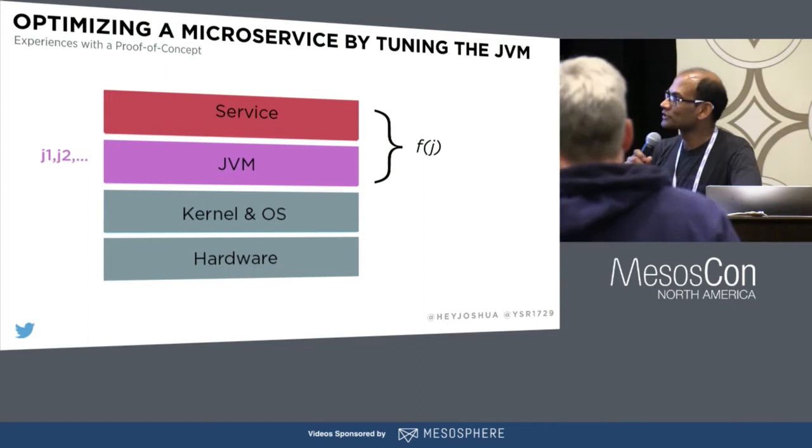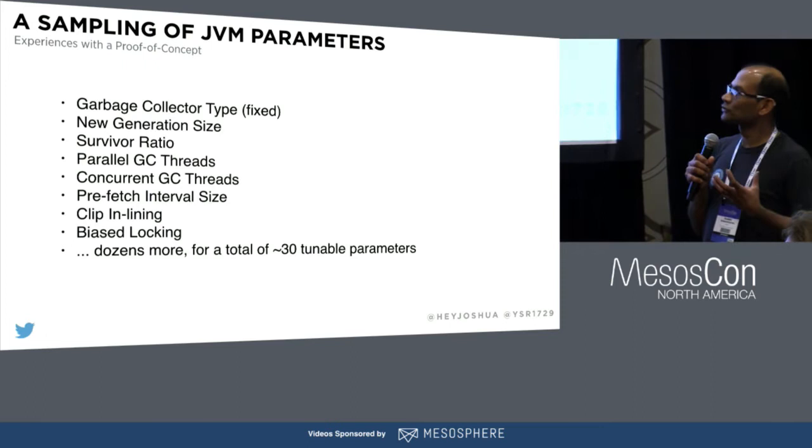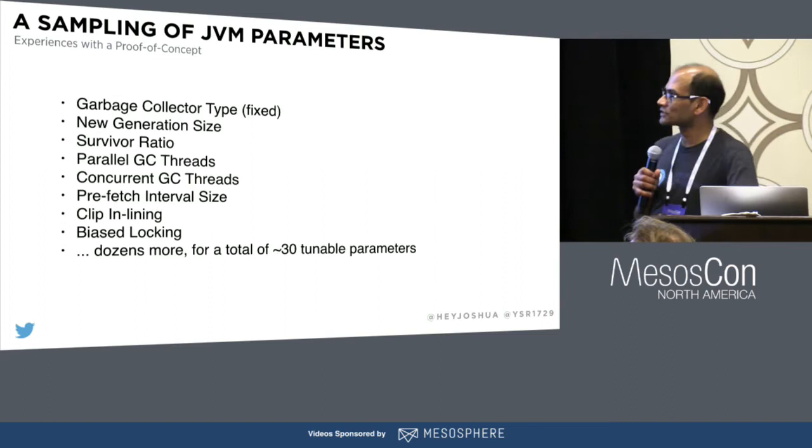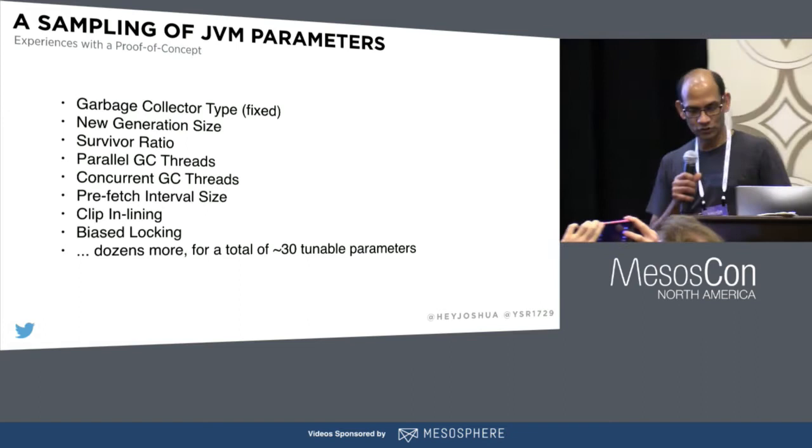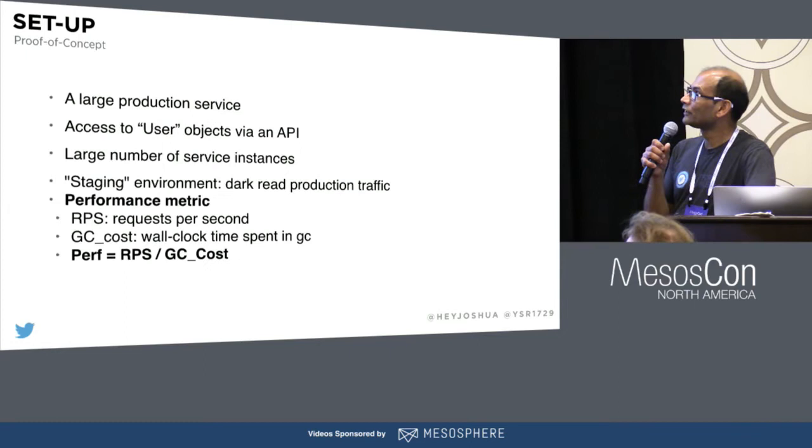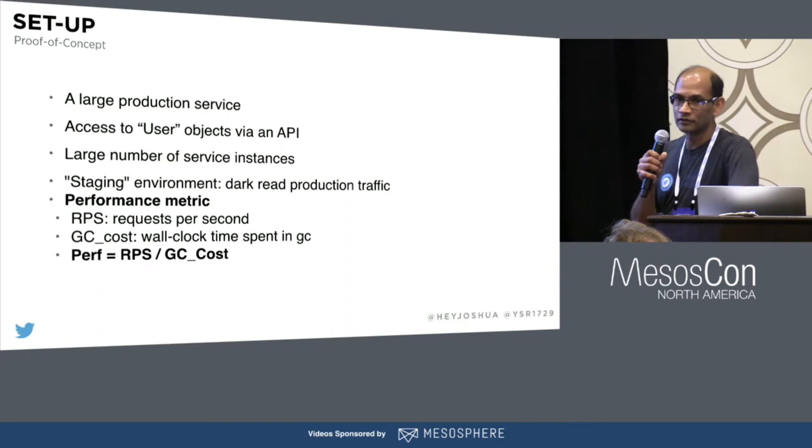So I'll very quickly go through a proof of concept that we did, where we picked a bunch of JVM parameters, some of which I've listed over here, for a total of about 30 parameters. Taking these 30 parameters, we ran Bayesian optimization over them. The setup was of a large production service to which we applied this, but we didn't apply it in production.